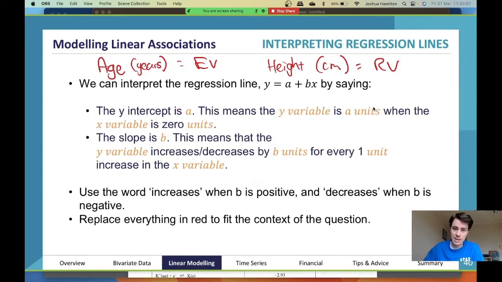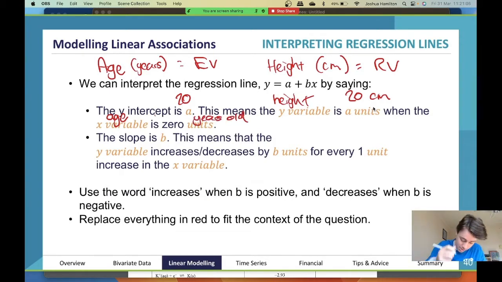So the y-intercept could be 20 centimeters, let's just say it's 20. Actually, you probably don't really need the units here. You just say that the y-intercept is 20. This means that the height is 20 centimeters when the age is 0 years old. So that's how you go about that question.